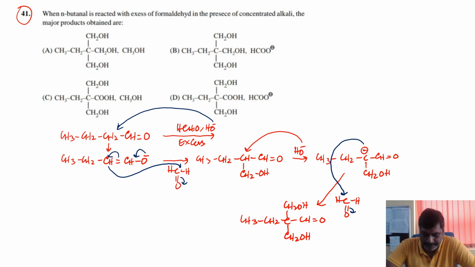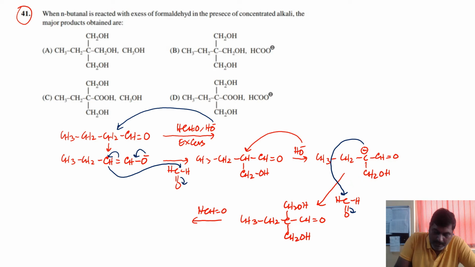So in this case, now we find that very good situation, where HCHO is still present, and HO minus is still present, and this is very ideal condition for a cross Cannizzaro reaction. Yes, this is the cross Cannizzaro reaction.